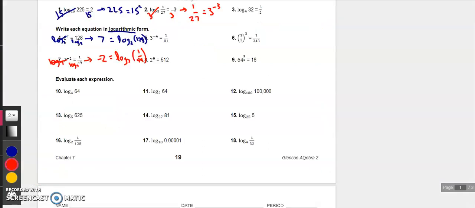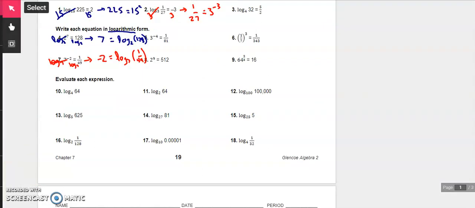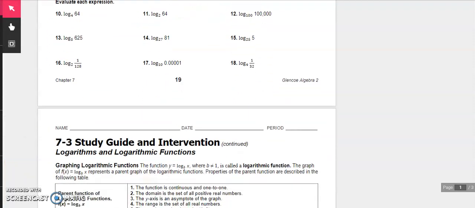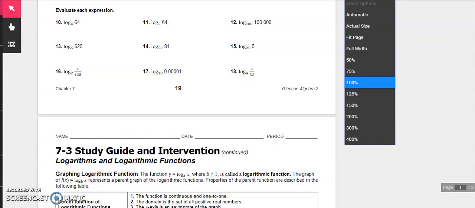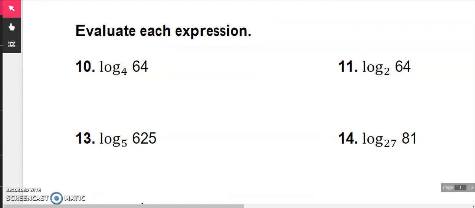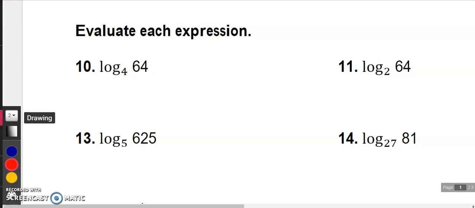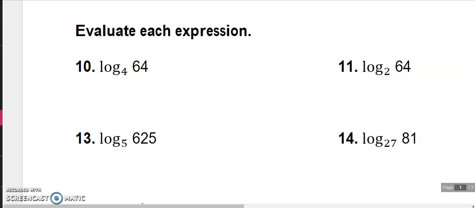So that's converting between logarithmic and exponential form. The only other thing that we need to know for today is how to evaluate logarithmic expressions. So what we're going to do is think about what we were just talking about, in terms of bases and exponents, and try to ask ourselves what this log is trying to get us to do.